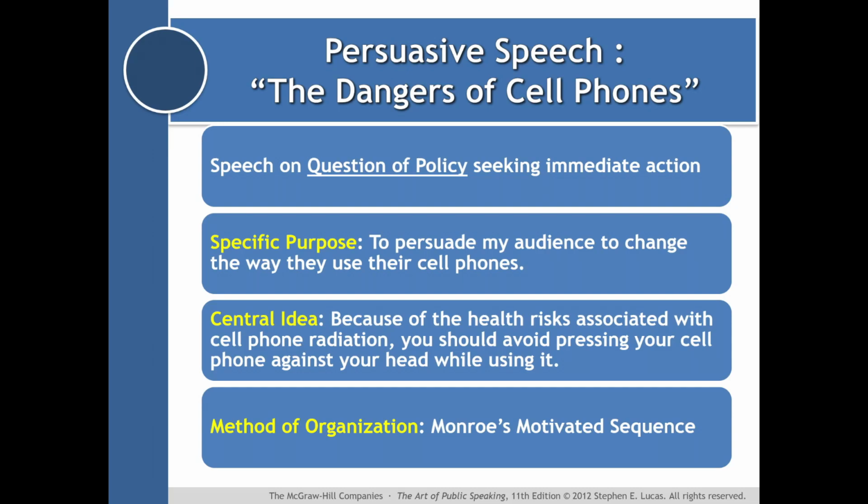So we looked at persuasive speech, and what is persuasion, how do you persuade, the types of persuasive speech, and we looked at Monroe's motivated sequence.